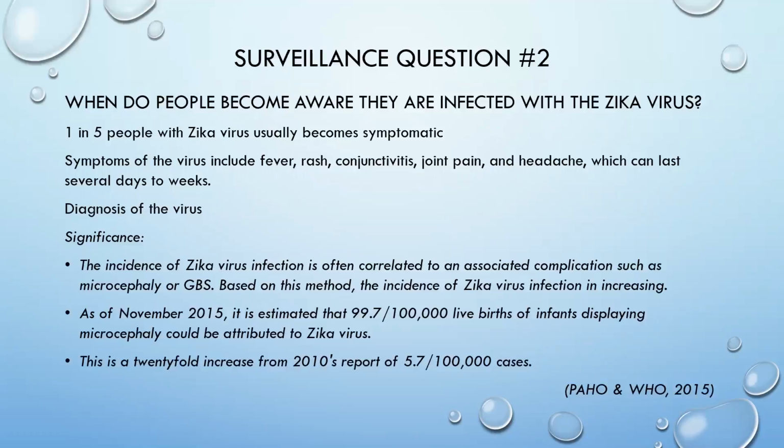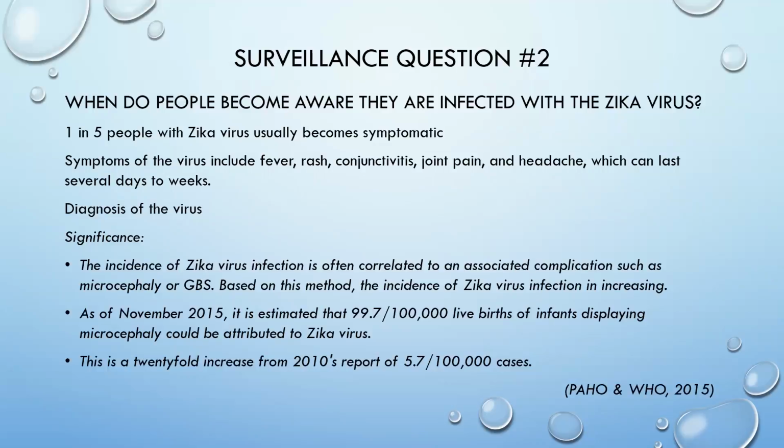Surveillance question number 2. When do people become aware they are infected with the Zika virus? 1 in 5 people with the Zika virus usually become symptomatic, so it's hard to establish a clear incidence of the infection. Symptoms of the virus include fever, rash, conjunctivitis, joint pain, and headache, which can last several days to weeks. Diagnosis is primarily based on the detection of viral RNA from specimens in acutely ill patients, but it may also be found post-onset by detection of Zika-specific IgM antibodies.